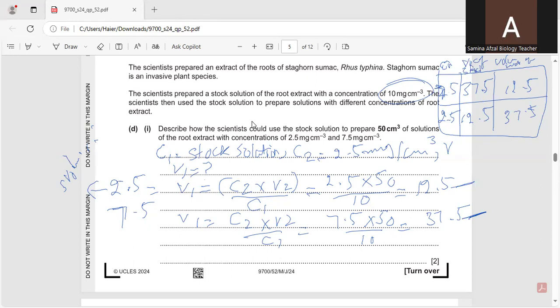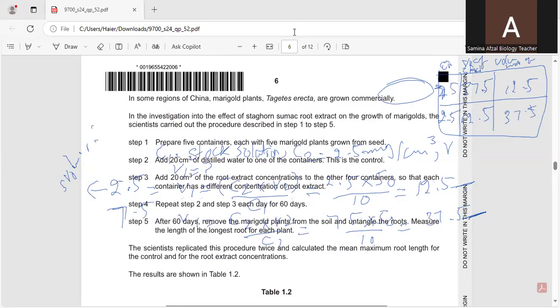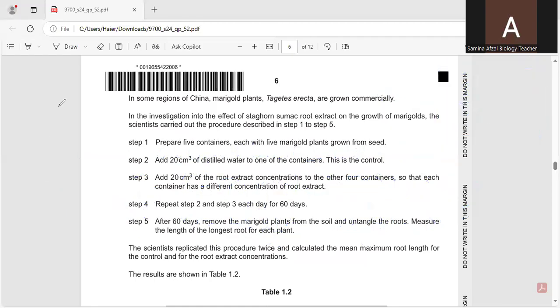We are moving towards the next question. And the next question is, in some regions of China, marigold plants, Tagetes erecta, are grown commercially. In the investigation into the effect of staghorn sumac root extract on the growth of marigolds, the scientists carried out the procedure described in step 1 to step 5.